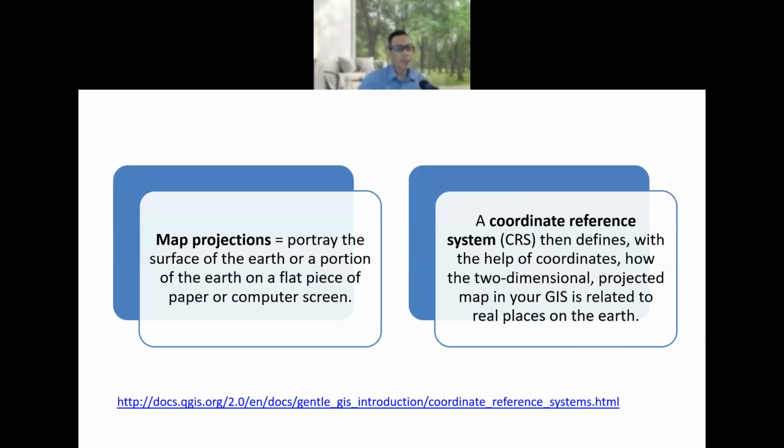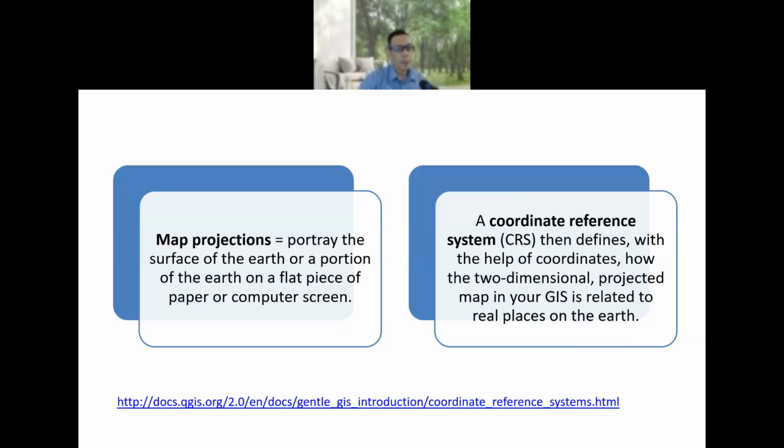Again, map projection is a process of transforming the Earth from a sphere to a flat piece of paper or computer screen. Things like that. Right. That's number one. Number two, we also have the coordinate reference system.